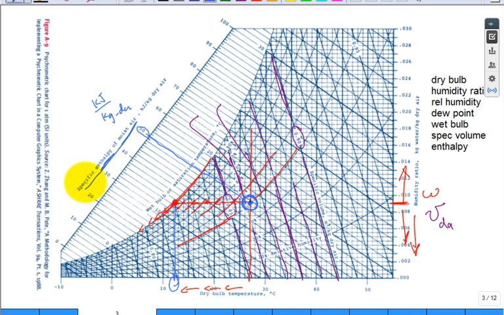That's my clicker question for you. I want that enthalpy to two digits only, not three. I'm only going to grade it to two significant digits, please.